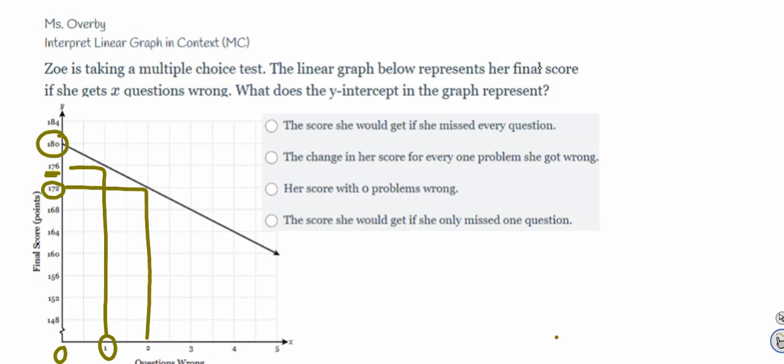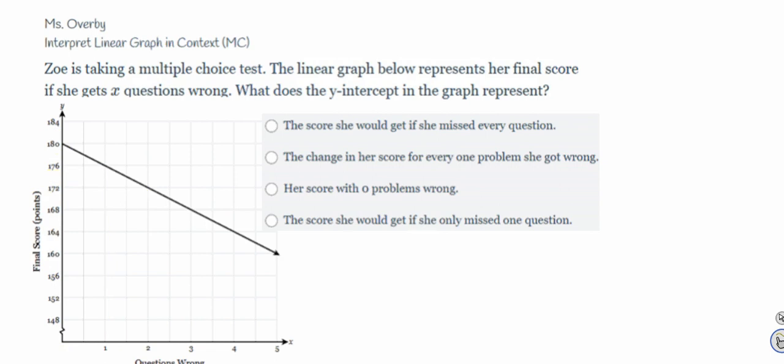Well, the only one that is, let's get rid of all that. See, this is the y-axis, the only point that's at the y-axis is this 180. And that represents what her score would be if she got 0 wrong. So her score with 0 problems wrong. And I think we've done problems like this before, so we should be pretty good at those.